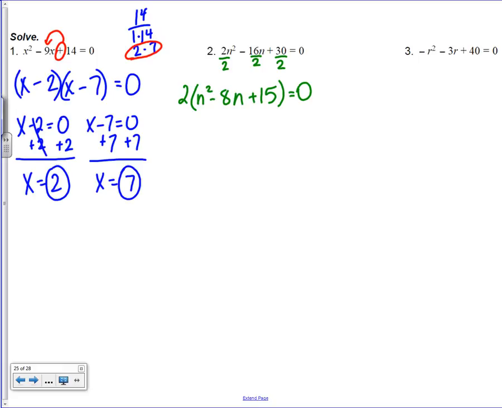Okay. It's a good thing I took that 2 out, because now in front of that n squared, you see a 1. That 2 is now on the outside. So now, since there's a 1 out in front there, I have my trinomial. I'm ready to make my binomial times a binomial. And since the 1 is out front, I only need factors of 15.